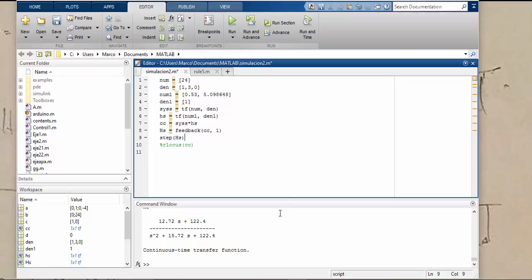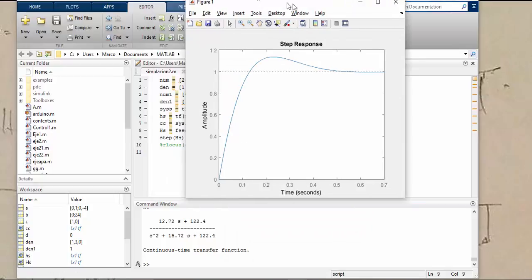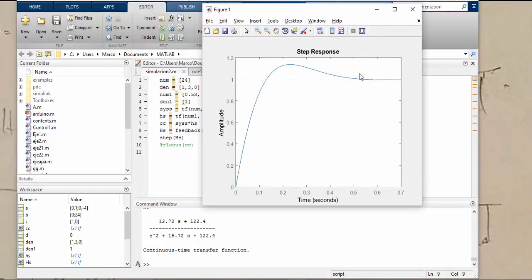Well, we step this value to see the step response of the system with the compensator, so we can see how it stabilizes in 0.5 seconds more or less, as the problem gave us right here. We can see all our step response tries to reach or stabilize after this time.